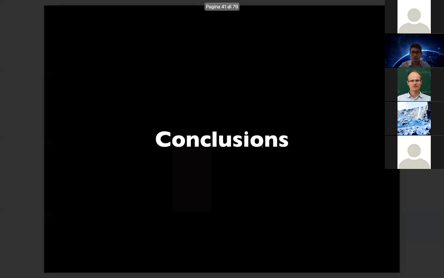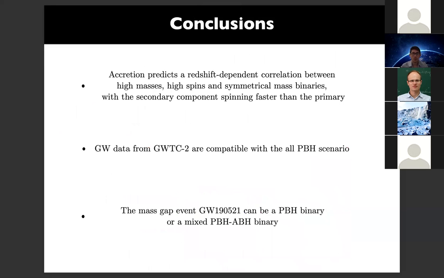So let me conclude. We have studied the importance of accretion for primordial black holes, which predicts a redshift-dependent correlation between high spins, high masses, and symmetrical binaries, with the secondary component always spinning faster than the primary. And then we have tried to compare the PBH model with the data from the second transient catalog, seeing that the data are compatible with the hypothesis that almost all of these events are primordial, and this is also allowed by present observational constraints.